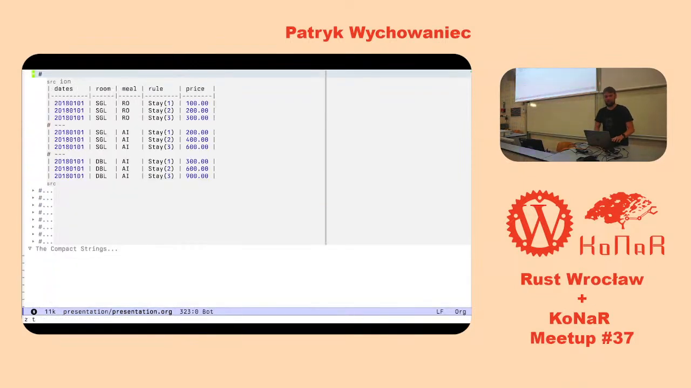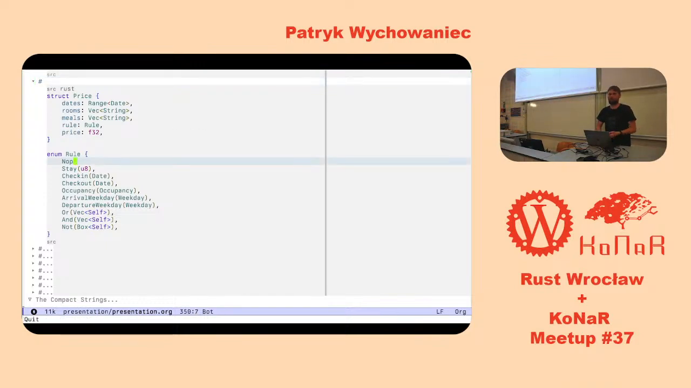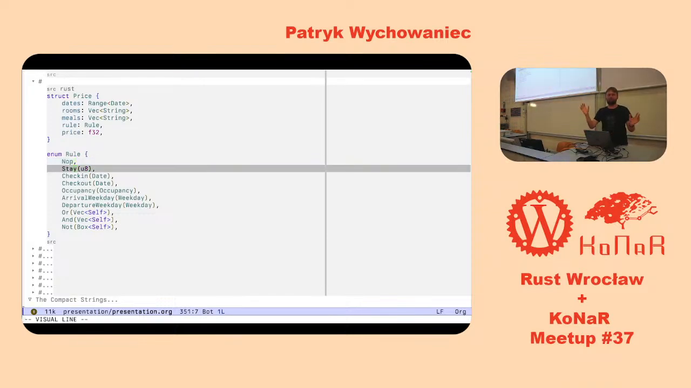Right, different kind of problem. Prices are more complicated than just days and rooms and meals. For instance, prices can be specified for some stay lengths. Like in this case, we say that the price is €100 for a single room only if you stay for one night. If you stay for 2 nights or 3 nights, the price is different. And the price is also different for the meal combination or different room. In practice, this rule is defined as an enum with multiple different options. So the rule can be no rule whatsoever, or you have to stay at least or exactly n days.